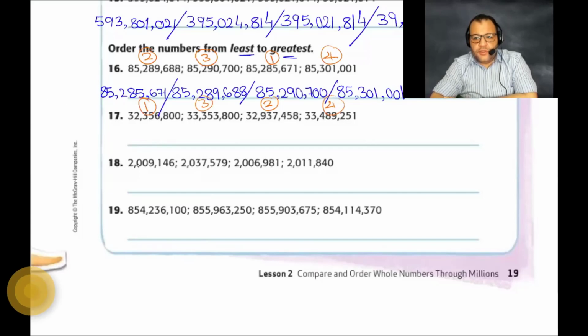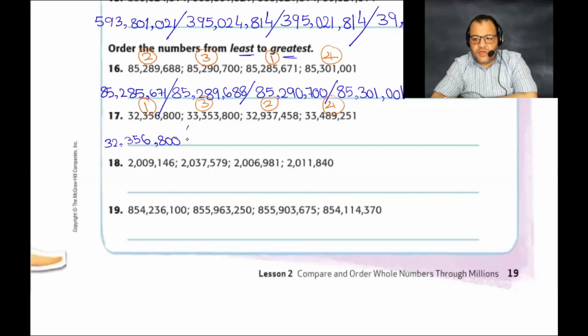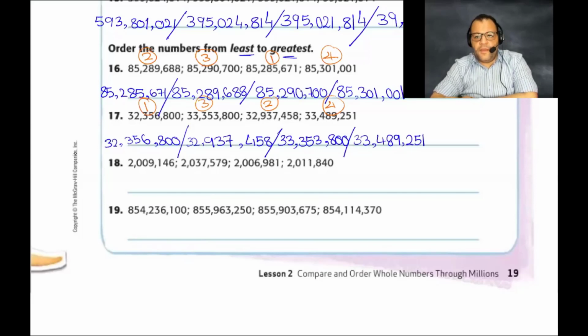So we can write the number as 32,356,800. The next one will be 32,937,458. Number 3, 33,353,800. 33,489,251. Okay. The next one, number 18. Who can solve this one with me? Just raise your hand. I need someone to solve number 18 with me.